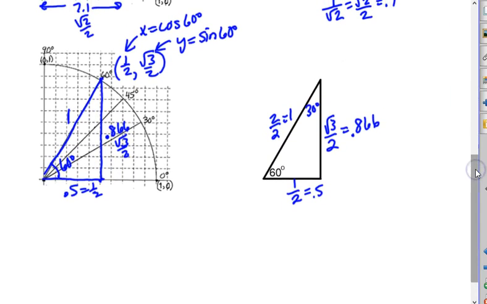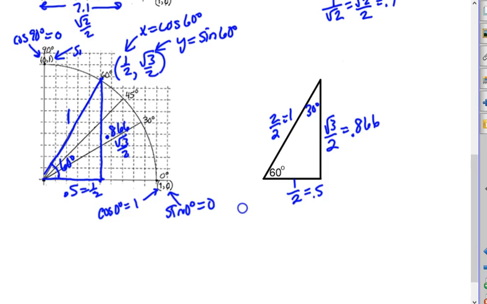Okay, now we talked in a previous video about the 0 and the 90. How do you figure out cosine and sine for 0 and 90? Well, if x is the cosine and y is the sine, then cosine of 0 equals 1 and sine of 0 equals 0. And that makes sense because here the adjacent side equals the hypotenuse and the opposite side equals 0. When we're up at 90, cosine of 90 equals 0 and sine of 90 equals 1.